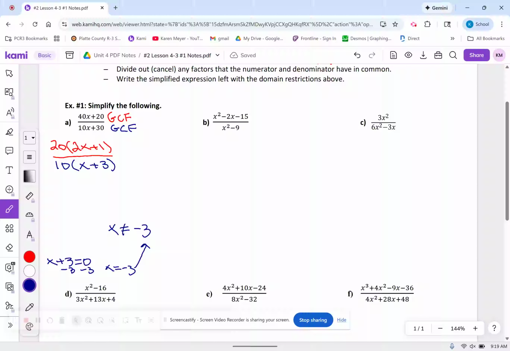Okay, so now let's go back up and see if we can cancel anything out. In order to cancel out a parentheses, the parentheses have to be identical on top and bottom. Our parentheses are not identical, because the parentheses on top is a 2x plus 1, and the parentheses on the bottom is an x plus 3. They are not identical, so I cannot cancel those out.